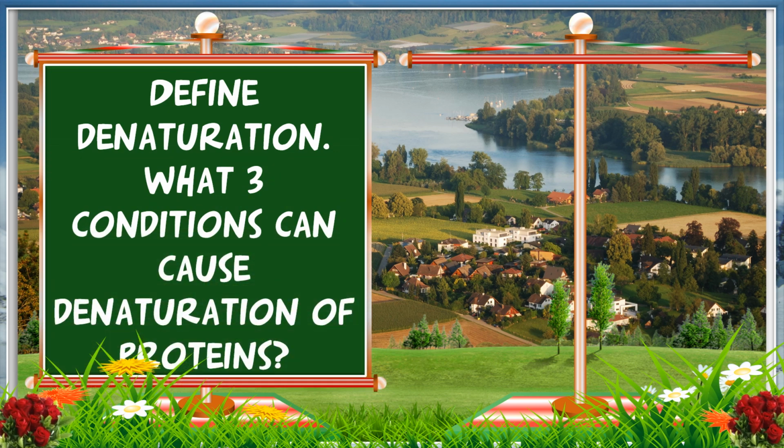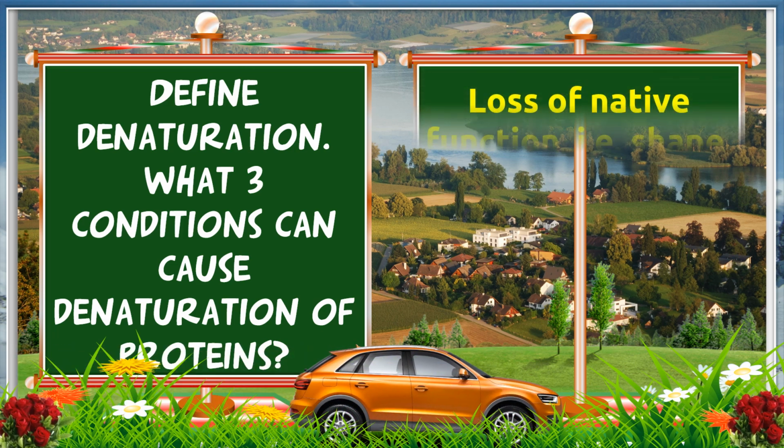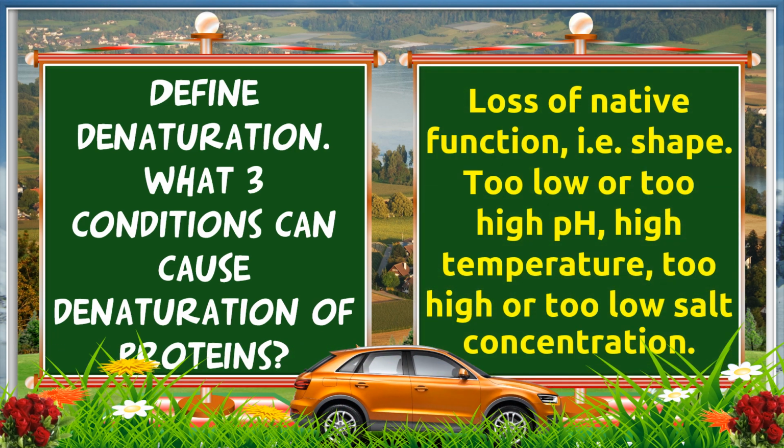Define denaturation. What three conditions can cause denaturation of proteins? Loss of native function, i.e. shape. Too low or too high pH. High temperature. Too high or too low salt concentration.